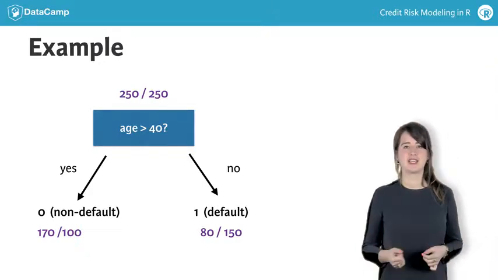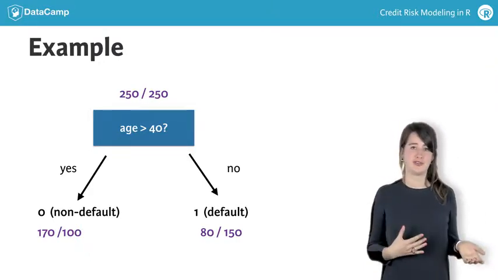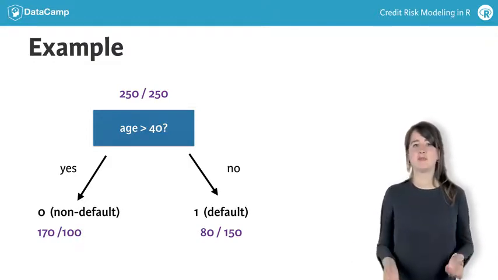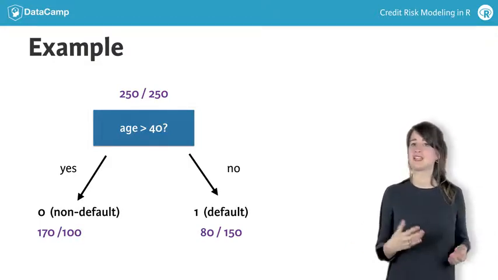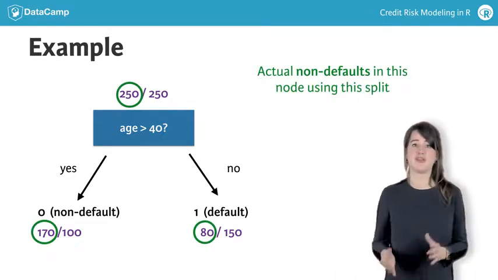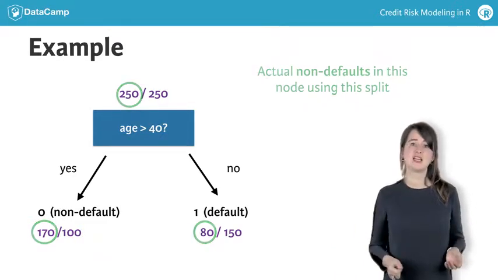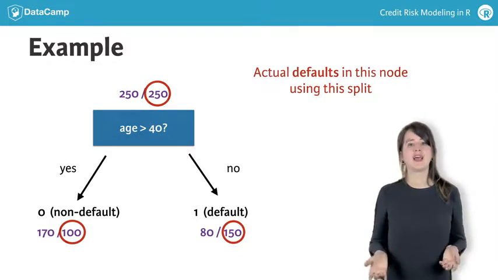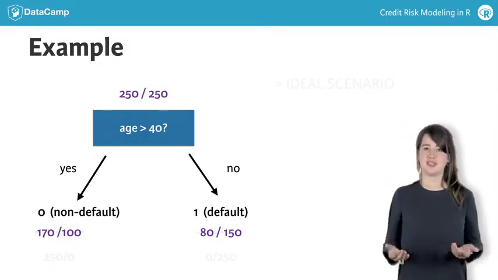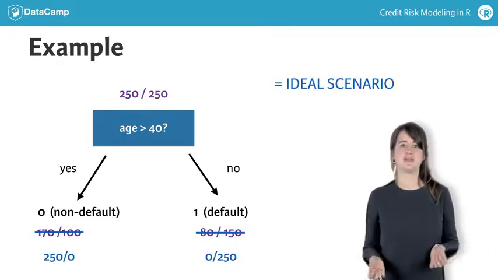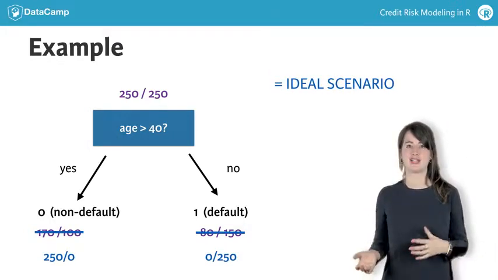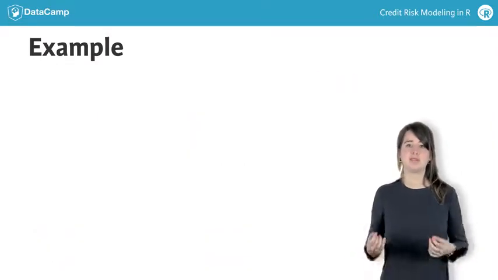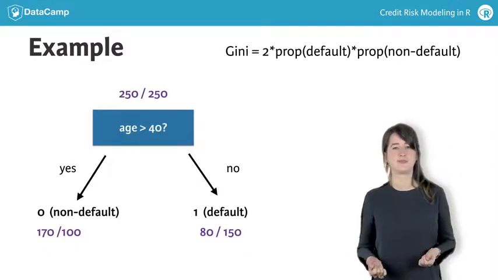Assume you have a training set with 500 cases, 250 defaults and 250 non-defaults. You will often see the number of cases in each node represented like this, with the actual number of non-defaults on the left-hand side and the actual number of defaults on the right-hand side. Of course, the ideal, though unrealistic scenario would lead to a perfect split between defaults and non-defaults at the age of 40. As this is not the case, let's compute the impurity using the Gini measure.